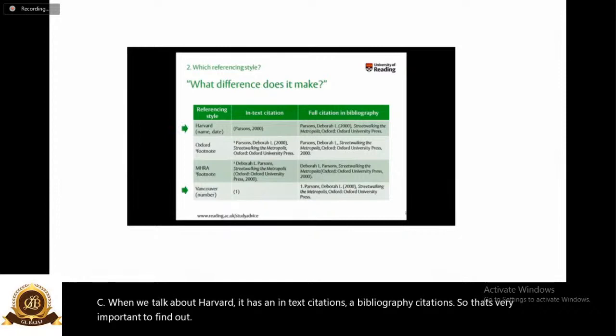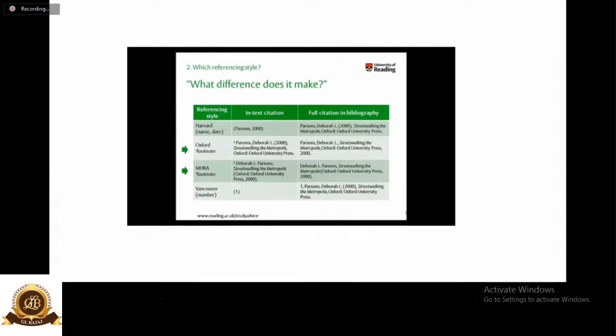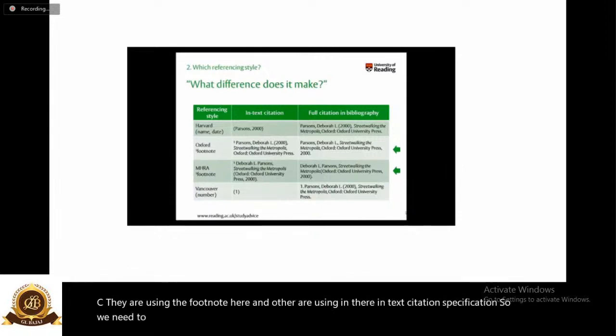In these examples of commonly used styles, you can see that Harvard and Vancouver styles both put their in-text references in the body of the text in brackets, while Oxford and MHRA put them in footnotes. See, they are using the footnotes here, and others are using in-text citation specification. So we need to specify which style we are using, and those citations and references should be done very clearly according to those styles only.